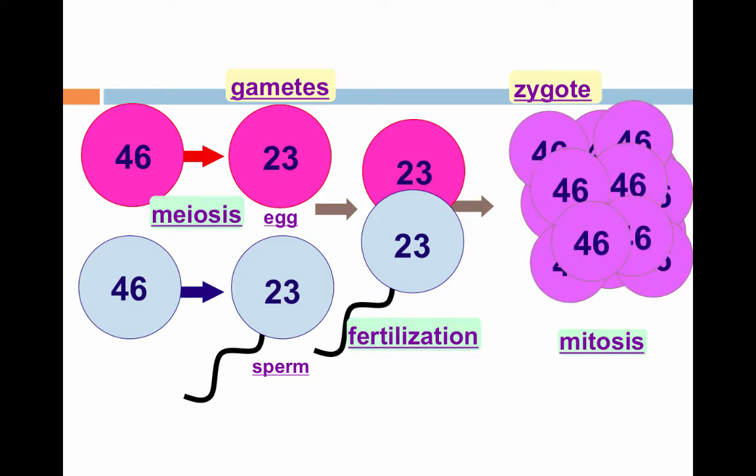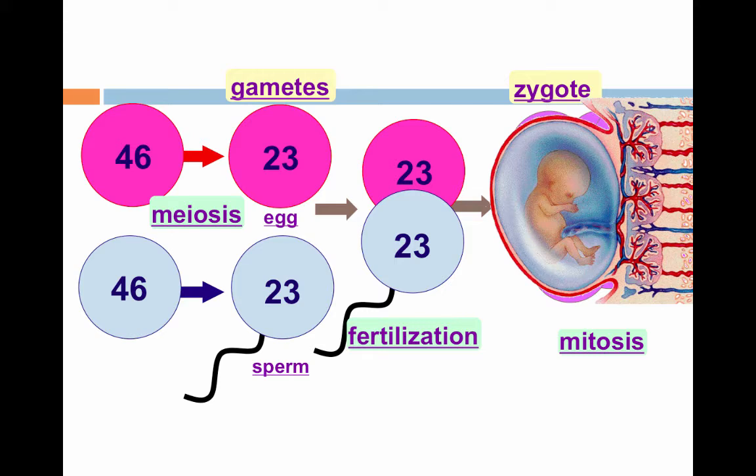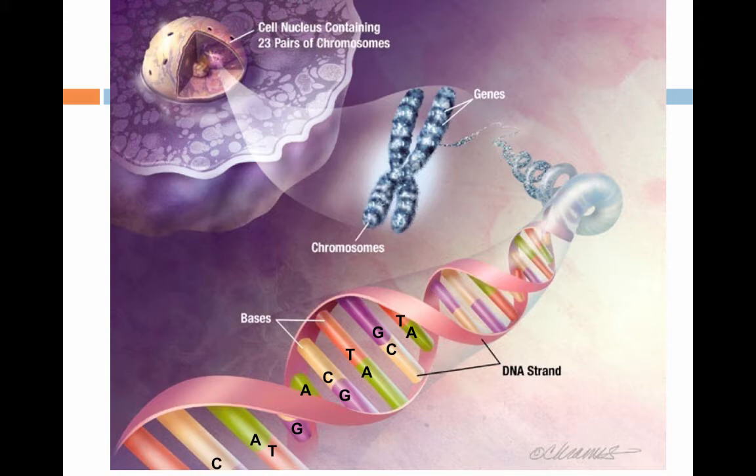So why am I showing you this animation again? Well, what are those numbers inside of each one of those cells? What's this 46? What's this 23? They are chromosomes, or you can just call them DNA. Inside the nucleus of each of your cells, you have 46 long strands of DNA.